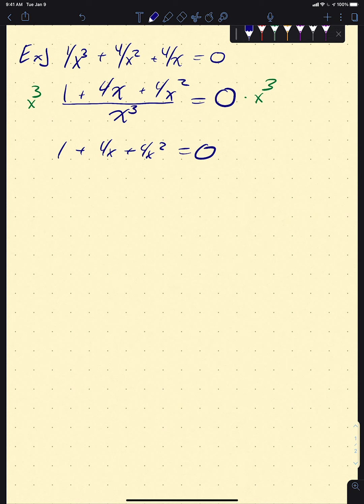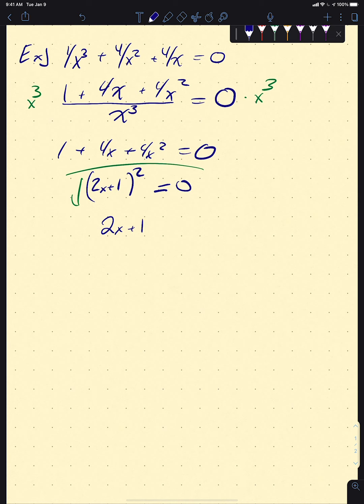This looks to me just like a perfect square, right? This is 2x plus 1 squared equals 0. So now we can take our square root of both sides, and that leaves us with the expression that 2x plus 1 equals 0, which would tell me that x equals negative 1/2.